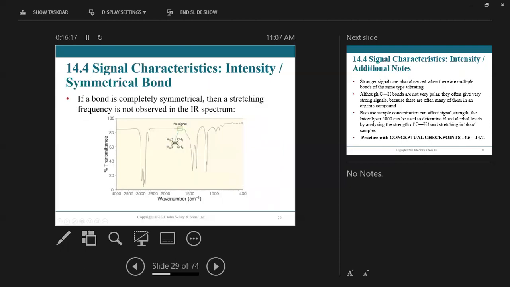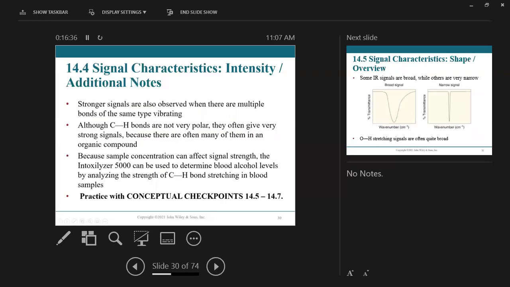So if a bond is completely symmetrical, then a stretching frequency is not observed in the IR spectrum. Here, this is all symmetrical. It says stronger signals are also observed when there are multiple bonds of the same type vibrating. Although carbon-hydrogen bonds are not very polar, they often give very strong signals because there are often many of them in an organic compound.